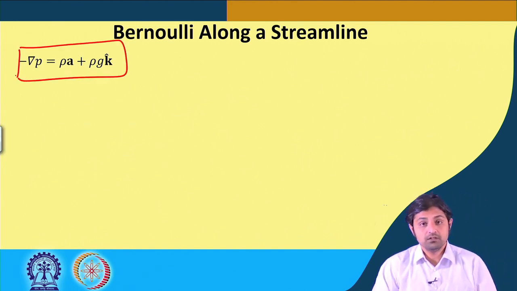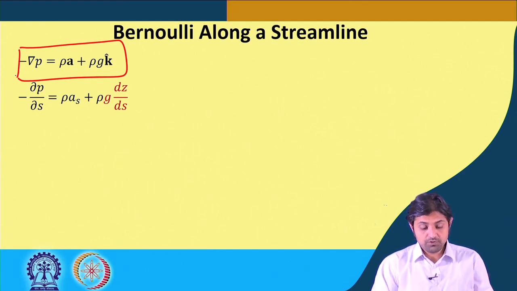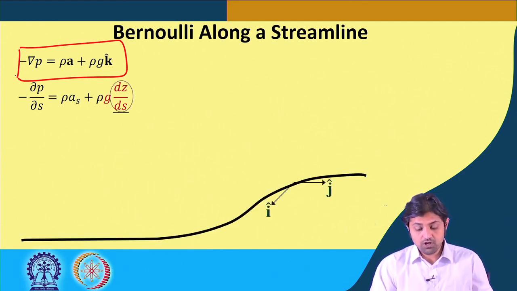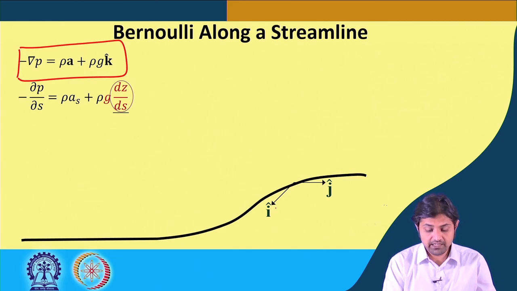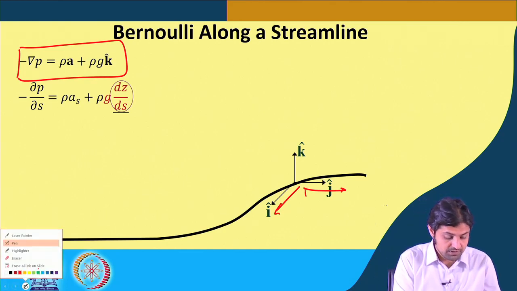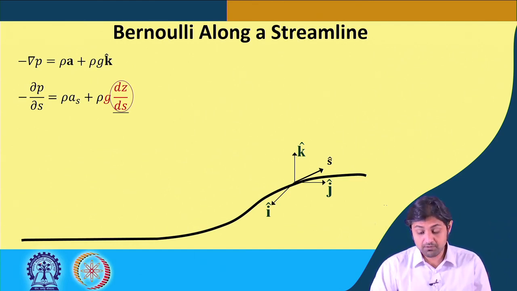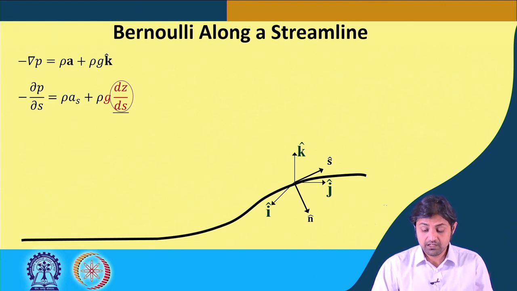from last week's lecture, that is on fluid statics. I'm just going to draw a streamline. This is I direction, this is J direction, and this is K direction. This is the S direction, the direction of the streamline, and this is normal to the streamline.